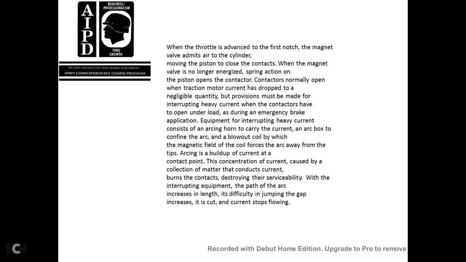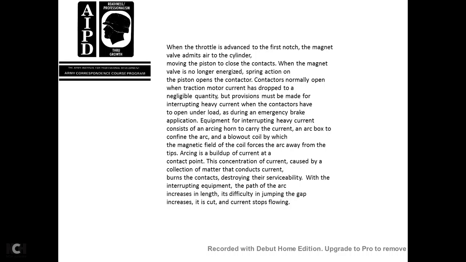When the throttle is advanced to the first notch, the magnet valve admits air to the cylinder, moving the piston to close the contacts. When the magnet valve is no longer energized, spring action of the piston opens the contactor. The contactors normally open when the traction motor current has dropped to a negligible quantity. Provisions must be made, however, for interrupting heavy current when the contactors have to be opened under load, as during an emergency brake application.